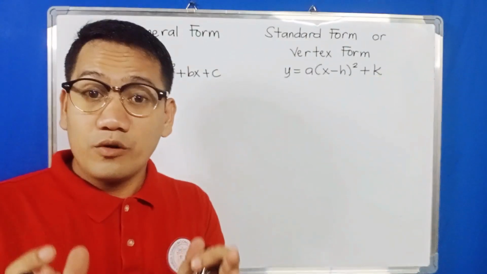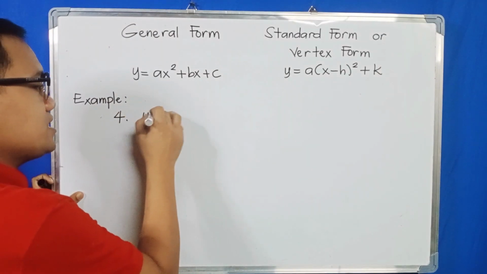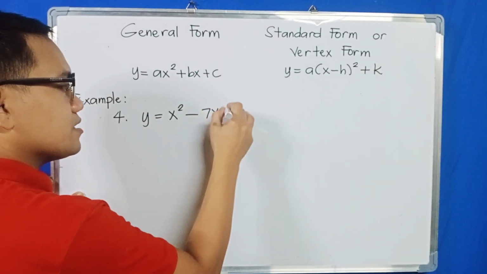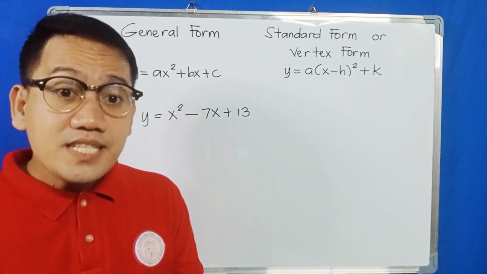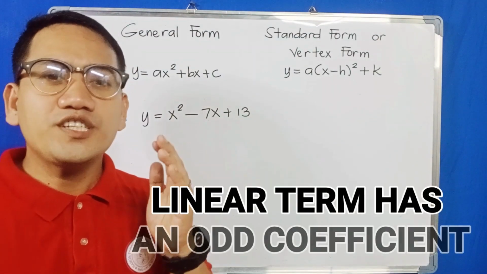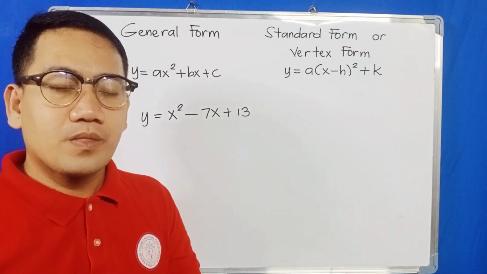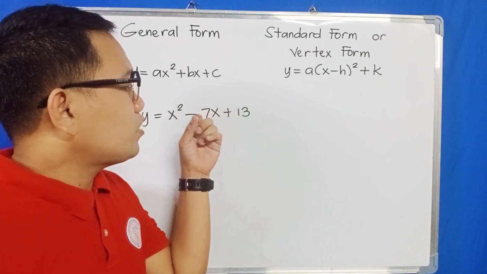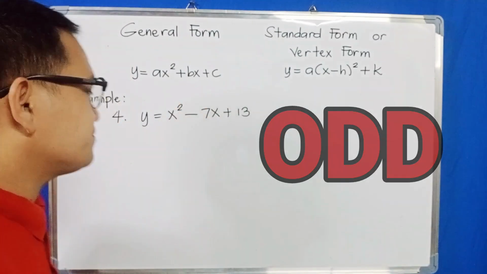So let's try to have our fourth example. y is equal to x squared minus 7x plus 13. In this case, if we notice, the coefficient of x this time is an odd number. So how will we transform this into vertex form if the coefficient of x is an odd number? Let's try to find out.